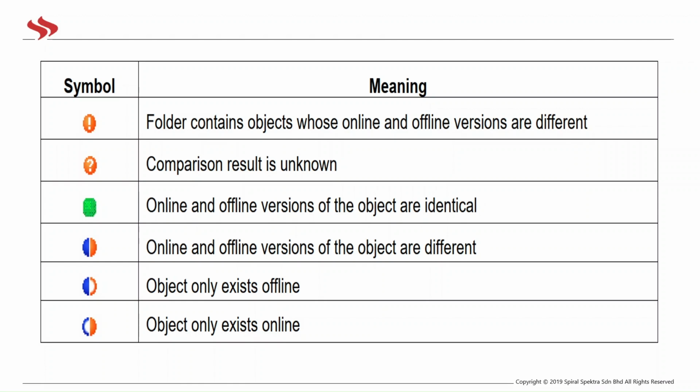The next one is the online and offline versions of the object are different. The next one is the object only exists offline, and the last one is the object only exists online. So by looking at these symbols, it will help us identify the meaning, the status of the CPUs.